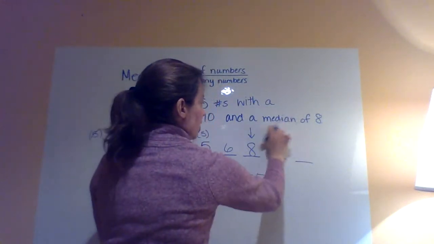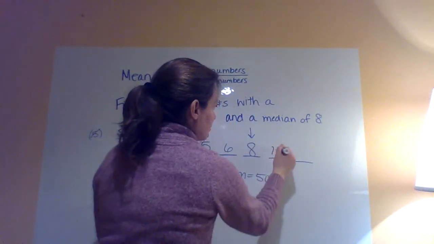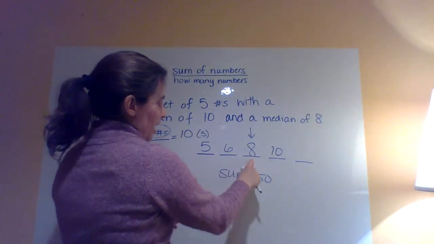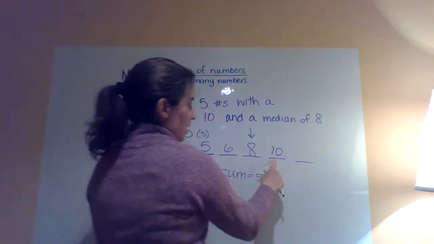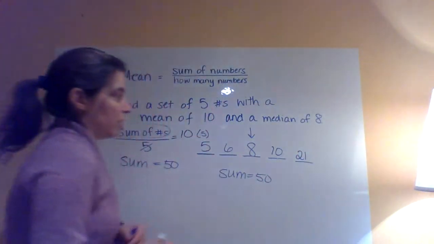Oops, actually, let's take that out. Let's make that a little smaller. Let's say we make this 10. Okay, so 5 and 6 is 11. 11 and 8 is 19. 19 and 10 is 29. So I would still need 21 more to get to 50.